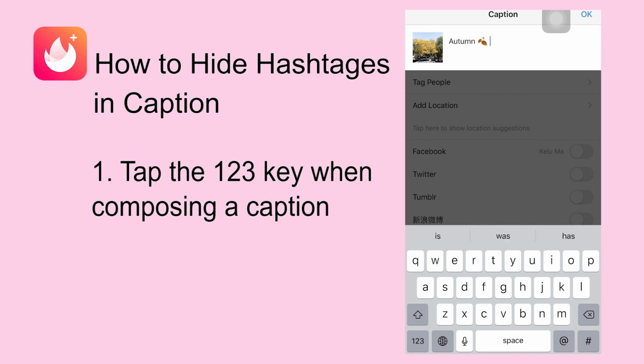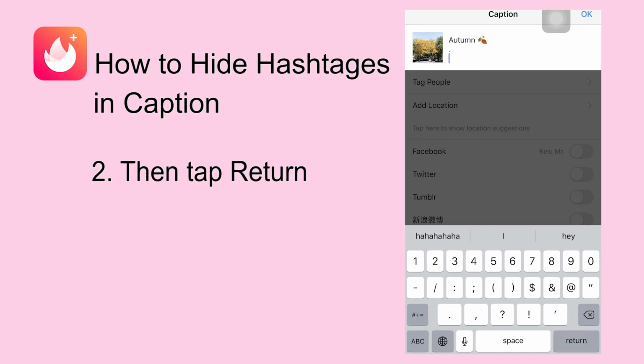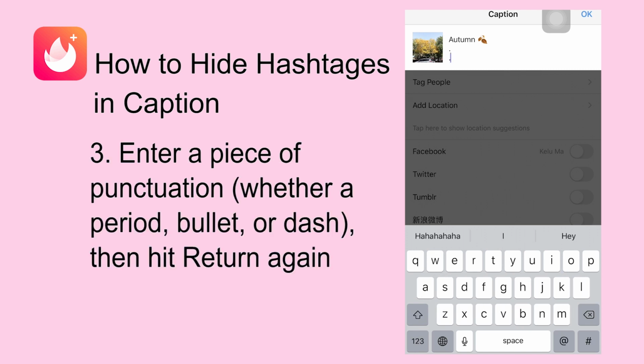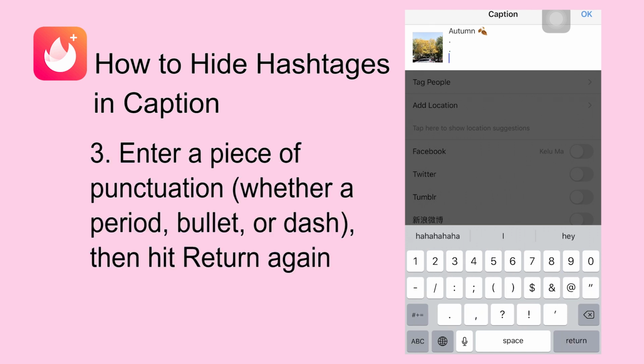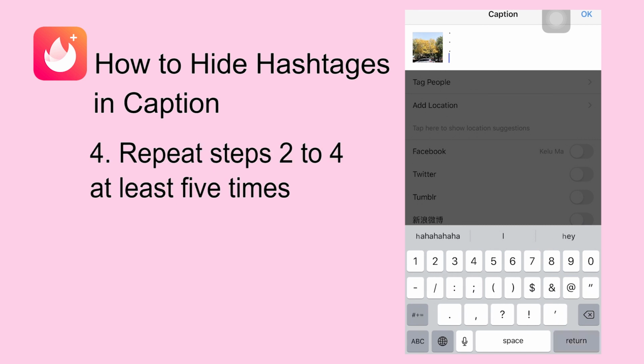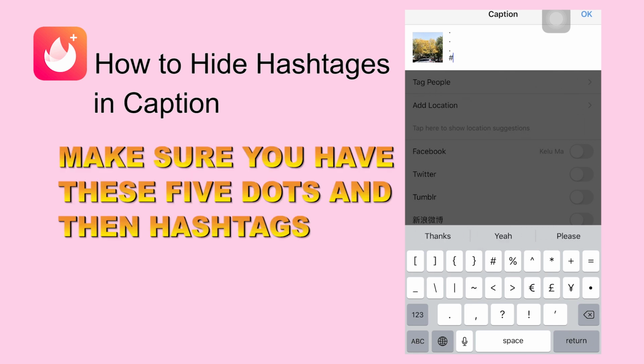And then instead of putting hashtags right after, we'll tap the 123 key and then hit return, and then enter a piece of punctuation like a period, a bullet, a dash, whatever, and then hit return again and repeat these two steps. So I put some dots. And the key point here is to make sure you have these five dots and then your hashtags.